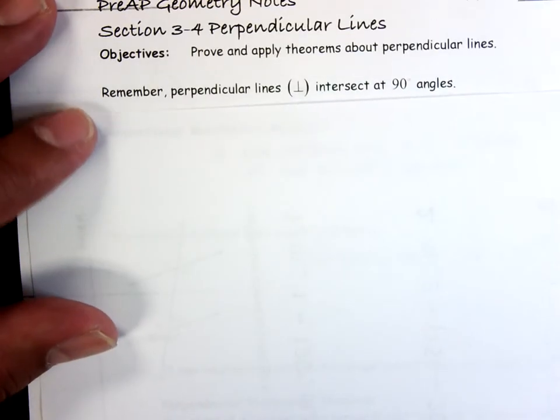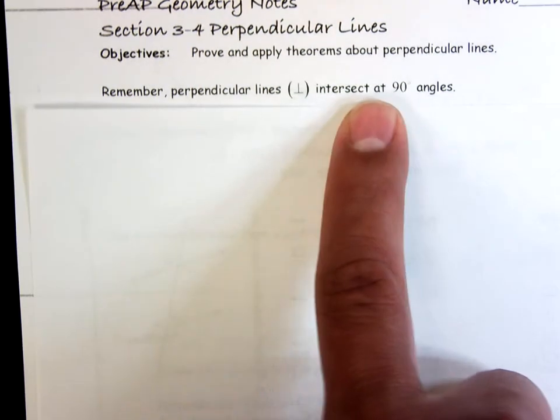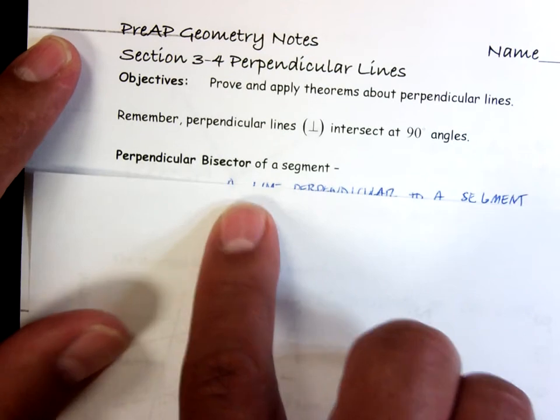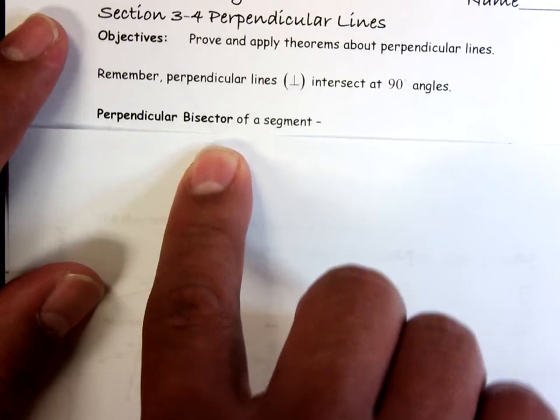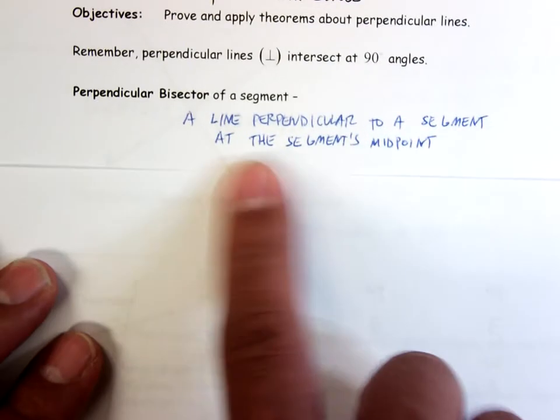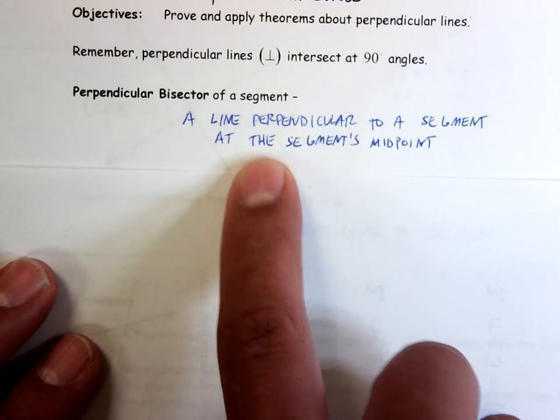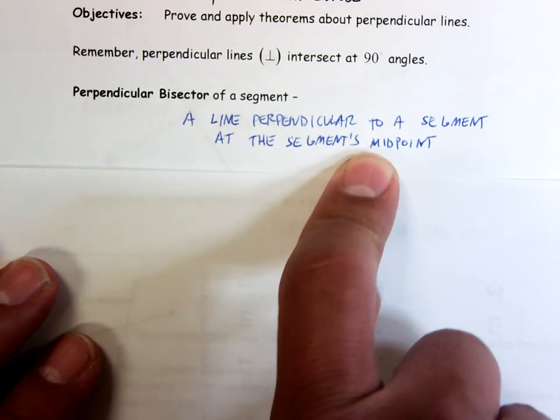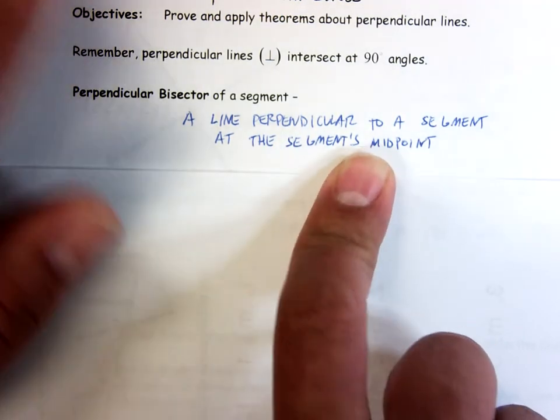Alright, so remember this symbol at the top. It means perpendicular. Perpendicular lines intersect at 90-degree angles. Perpendicular bisector. What does a perpendicular bisector do? Well, it's in the name. It's perpendicular to the segment and it bisects it. So it is a line perpendicular to a segment at the segment's midpoint. It cuts the segment in 2 equal pieces and it's perpendicular to the segment.